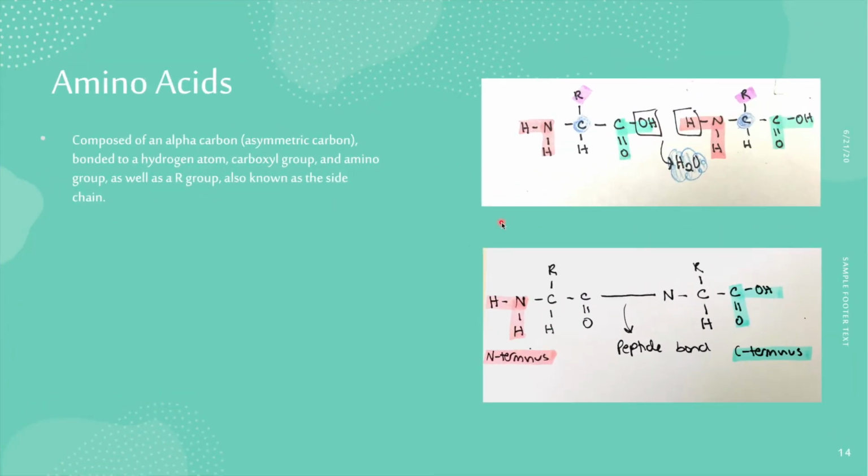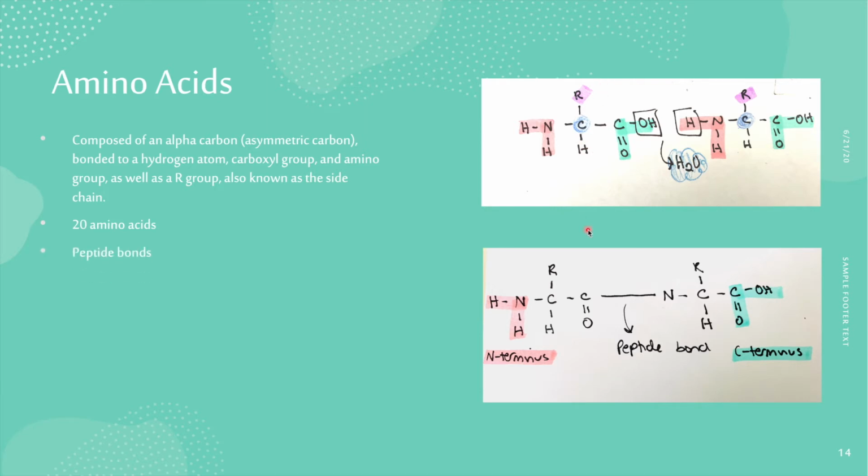Amino acids are composed of an alpha carbon, which is an asymmetric carbon, a hydrogen atom, a carboxyl group, an amino group, and an R group. The R group is specific for each amino acid, and it imparts specific properties. There are 20 amino acids, so 20 R groups. The alpha carbon, hydrogen atom, carboxyl, and amino group are known as the backbone of the amino acid. The R group is called the side chain.